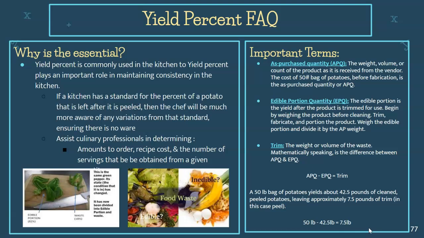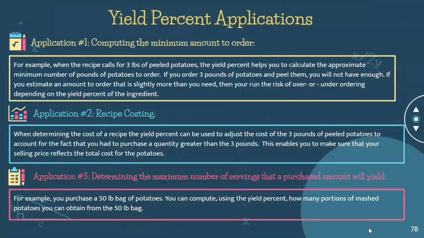Okay, so pretty straightforward. So here's some uses of yield percent. We use yield percent to help us order the minimum amount of food. So, for example, if the recipe calls for 3 pounds of peeled potatoes, the yield percent will help you make sure you have enough and account for that trim. All right. It's going to help you with recipe costing to make sure that your selling price reflects the total cost of the potatoes with the trim included.